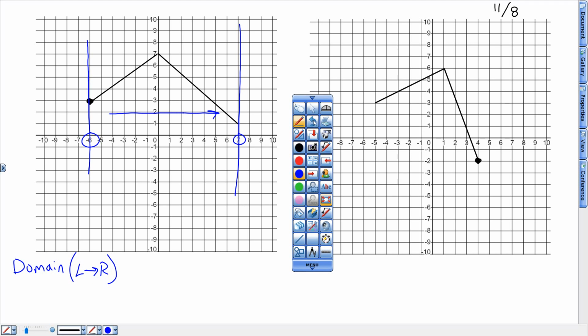But range is not measured left to right. Range is measured from bottom to top. I'm going to have you write that. Range is measured from bottom up to top. Bottom to top is range. So that is the bottommost boundary where it slices through on the y-axis, up to the top part of that boundary where that slices through, where that data is going from bottom to top. That's where I'm getting these numbers that I'm about to write down.